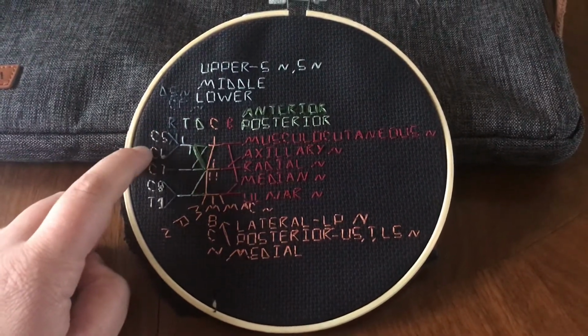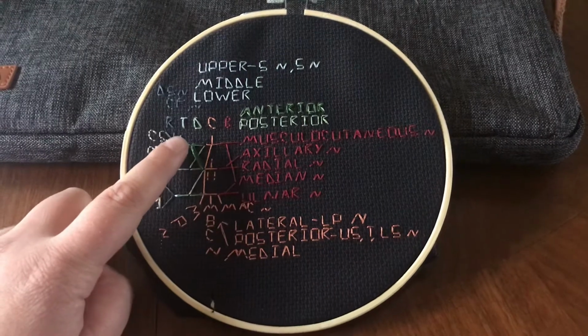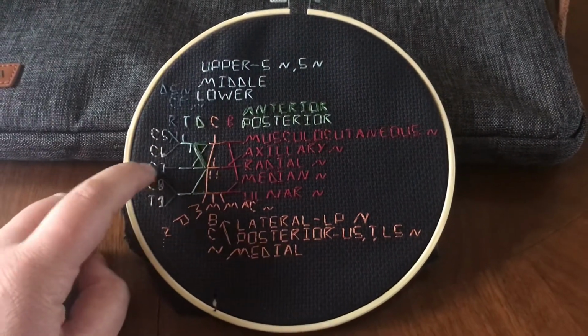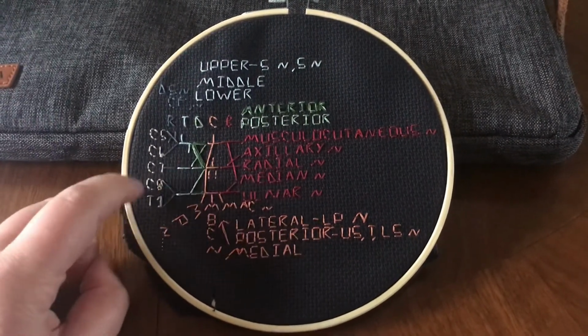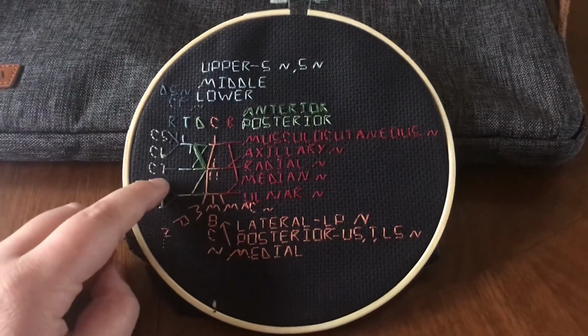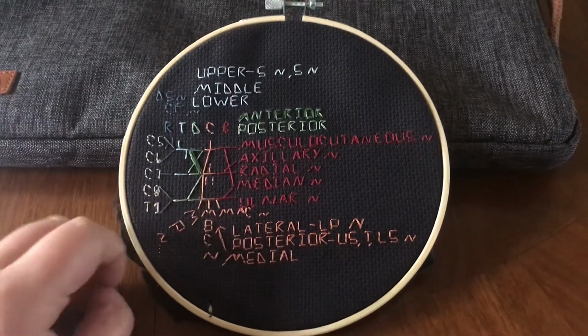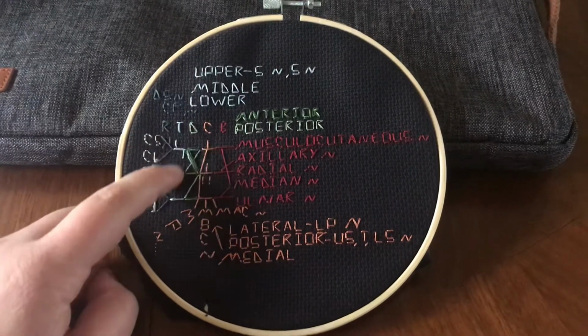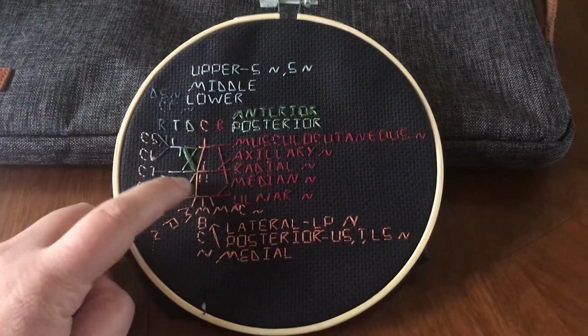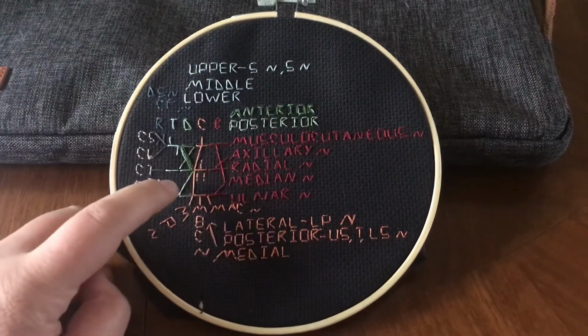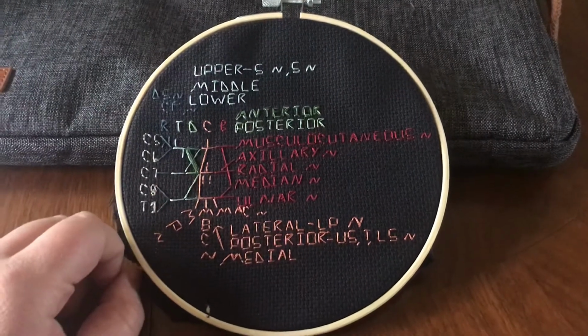So the C5 and C6 roots form the upper trunk. C7 has the middle trunk. C8 and T1 roots join together to form the lower trunk. From these 3 trunks, we have 2 divisions. So the dark green is the anterior, the light green is the posterior division.